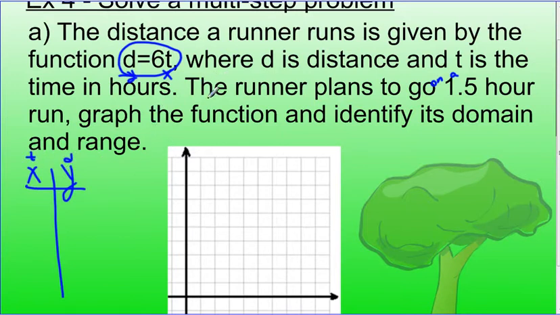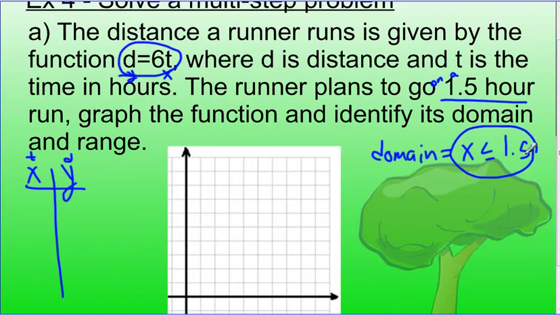Now, if the runner plans to go on a 1.5 hour run, what times would you expect to see? Well, the guy could be running for 10 minutes. He could be running for 20, 30, 40, 50, 60. He could be running up to an hour and a half. You would not expect him to be running for 2 hours. So we're going to call the domain the time. The domain would be x values less than or equal to 1.5, because if he's going for a 1.5 hour run, his time could be 1.5 hours or less. He's not going to be running more than that, but he could be running for less than that.